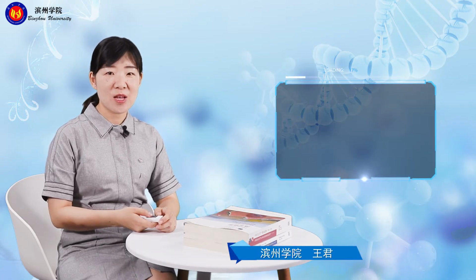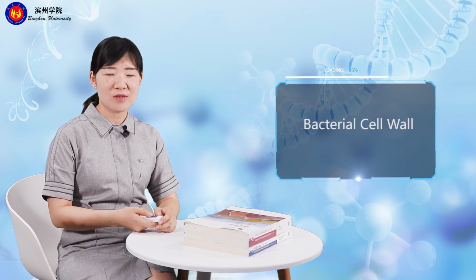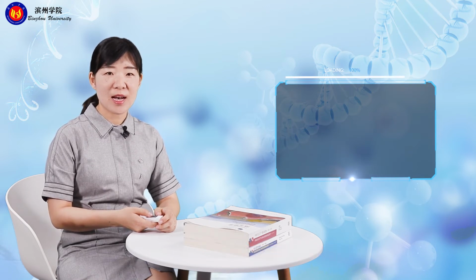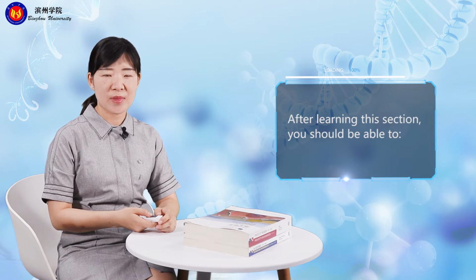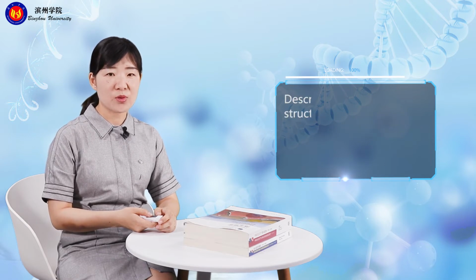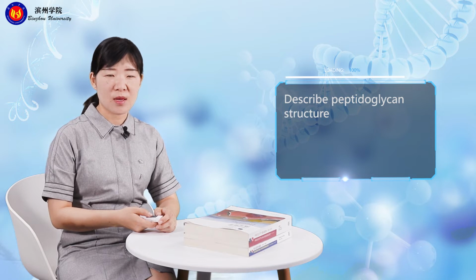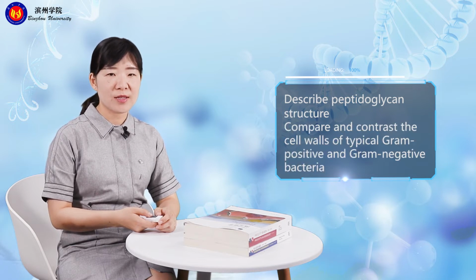Hello everyone! This section is for bacterial cell wall. After learning this section, you should be able to describe peptidoglycan structure and compare and contrast the cell walls of typical gram-positive and gram-negative bacteria.